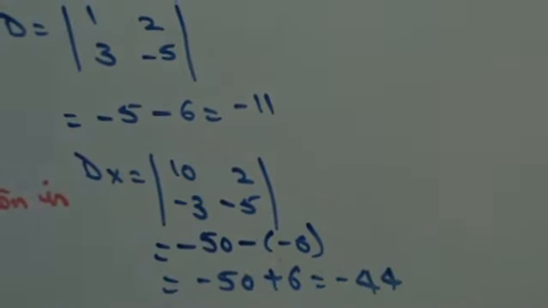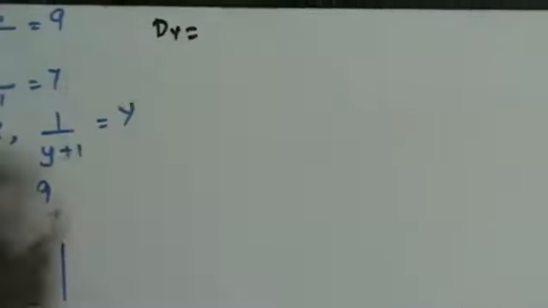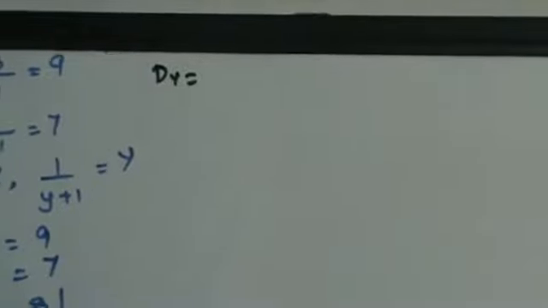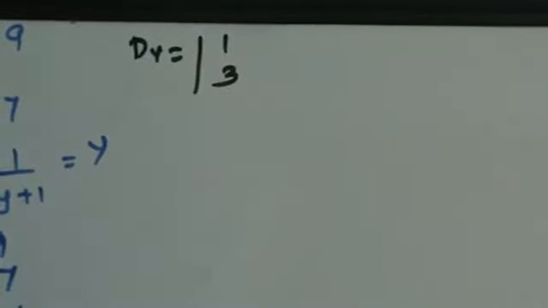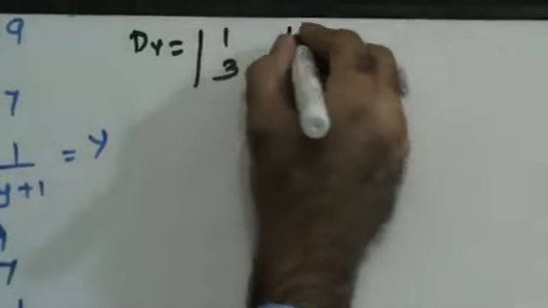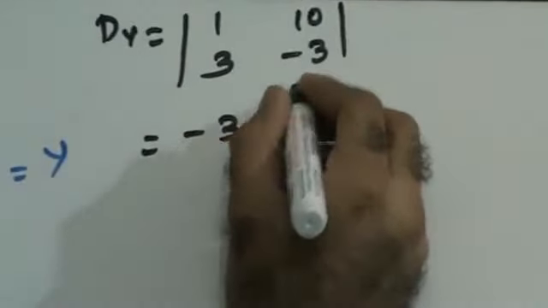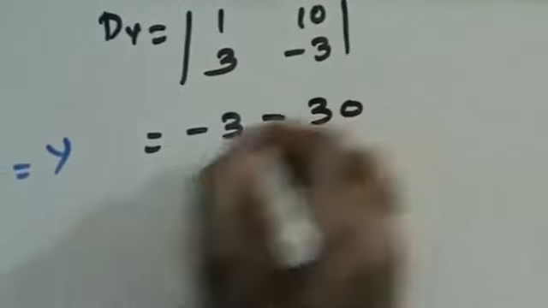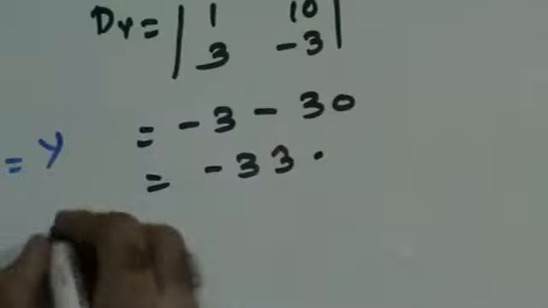Right? Once you have this, then you can find out Dy. How do I get Dy? Substitute the y coefficients with the right hand side. So this is going to be 1, 3, and instead of y, I'm going to write 10 and minus 3. So this is going to be minus 3 and minus 30. So that's minus 33. Now apply Cramer's rule.